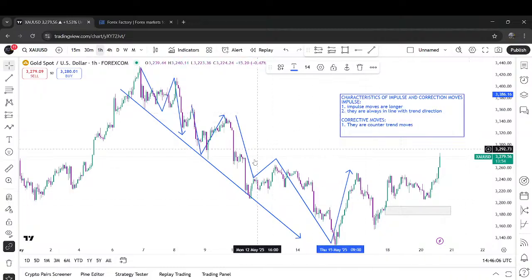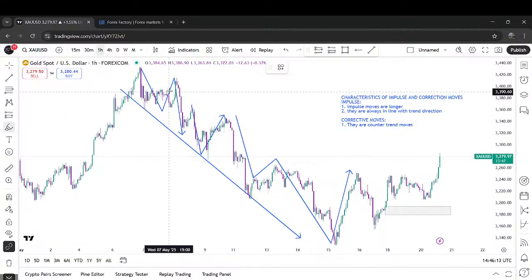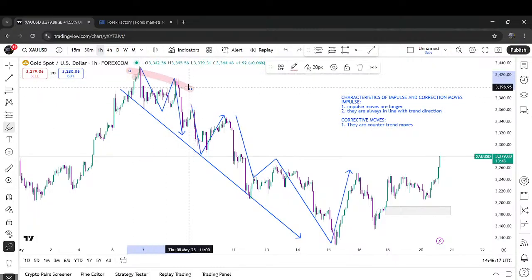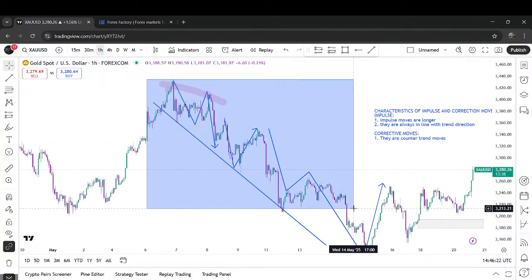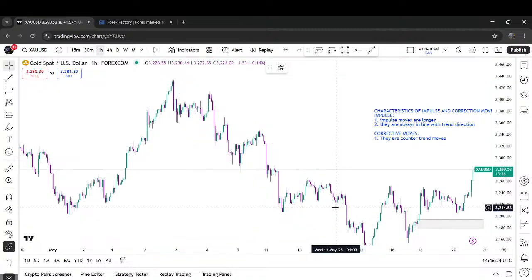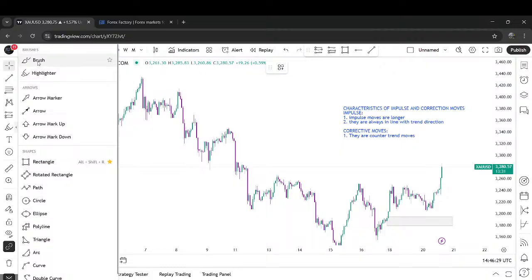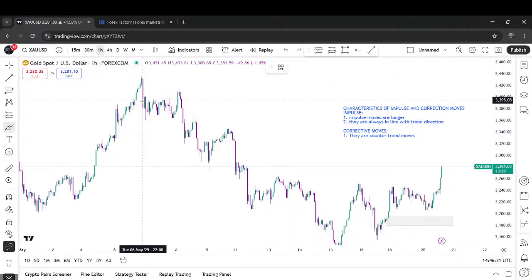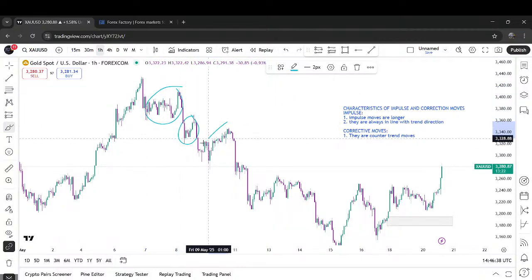All the corrective moves that we outlined in all these places, what you can see about them is that they always move against the trend. Let me mark all this and delete them out. So for the counter trend moves, let's look at this. This is a counter trend move here. It's against the trend. This is a counter trend move here. It's against the trend.